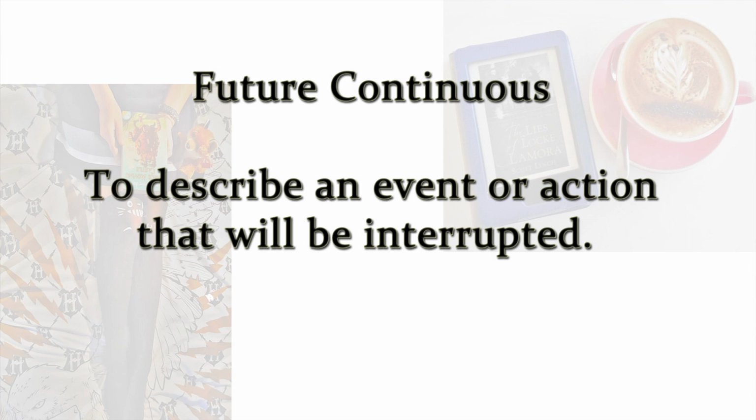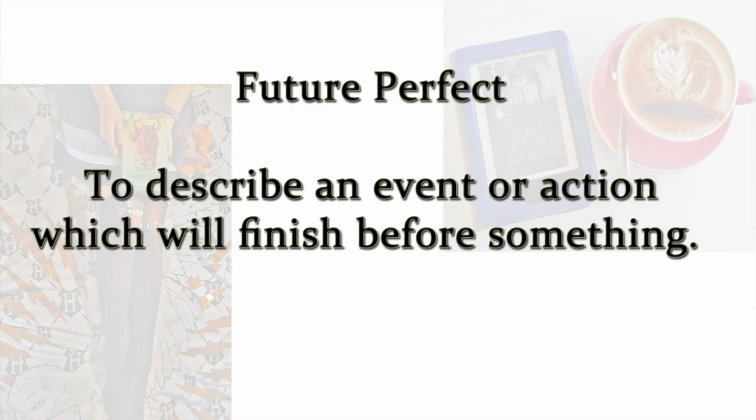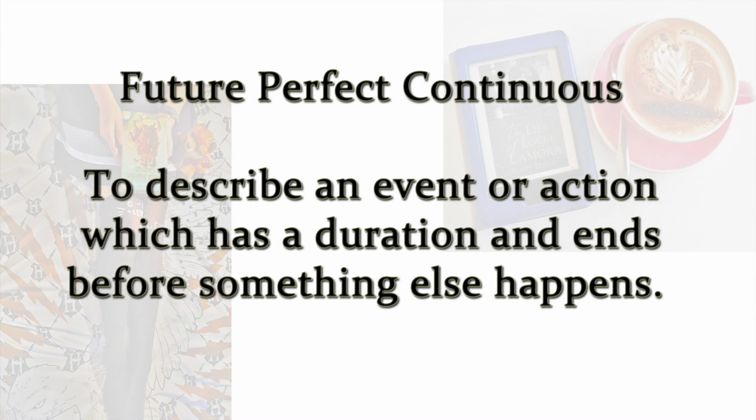Number 2, future continuous. This is when the event or action you are describing in the future will be interrupted. 3, future perfect. This is describing an event or action which will be finished before something else happens. And number 4, future perfect continuous. This describes an event or action which has a duration and will end before something happens in the future. I will have finished writing my book by the time I publish it. So those are the 4 categories for future tense.